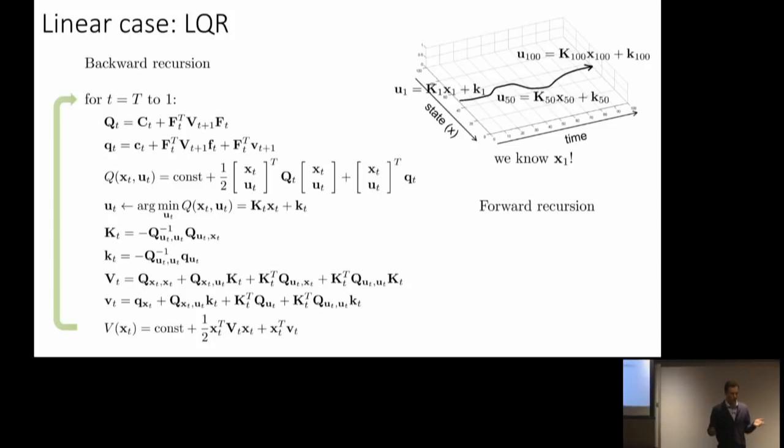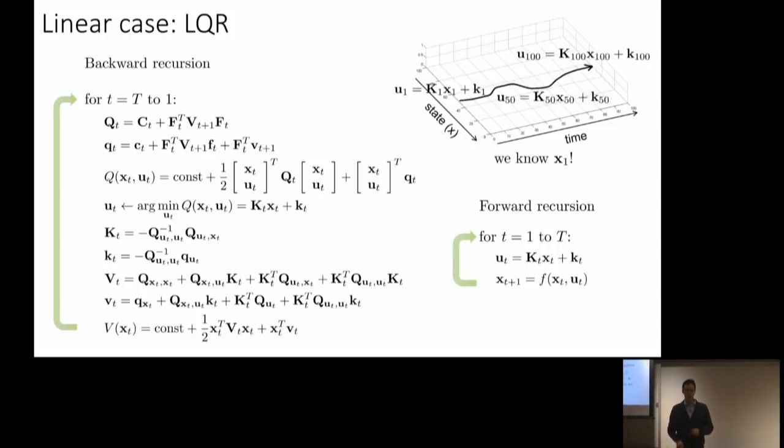So then all you do is a forward recursion. So for time step 1 through capital T, you evaluate the action. And of course, at time step 1, you know x1, so this is easy to evaluate. And then you evaluate the next state by using your known dynamics. So at time step 1, you evaluate u1, then you figure out x2, and then you can repeat, because now that you know x2, you can figure out u2. And then you do this all the way to the front, and you get a full sequence of actions.